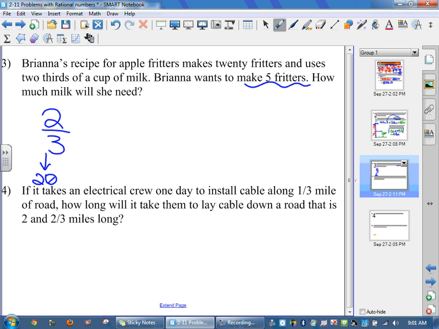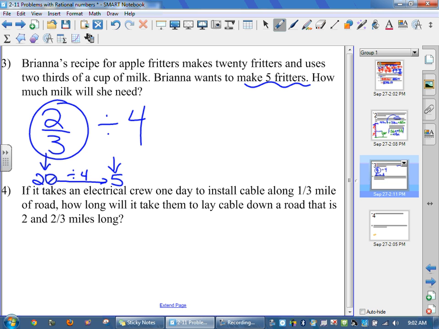So how much is going to make 5 fritters? Well, how do I get from 20 to 5? What do I do to the 20 to get to 5? I divide by 4. It's either multiplying or dividing. So I would divide by 4. Well, that means I have to take 2/3 and I also have to divide by 4. Because really what we're doing is we're setting up a fraction. So what this actually looks like is this.